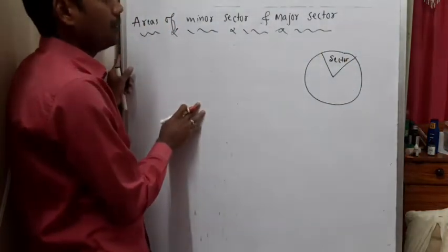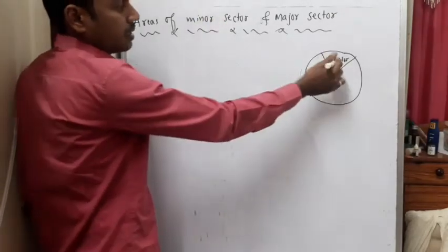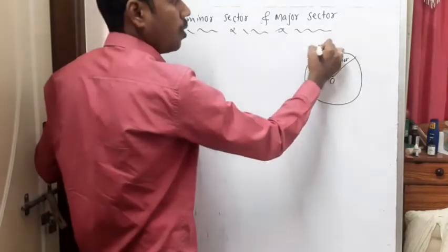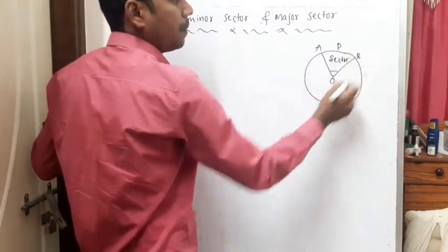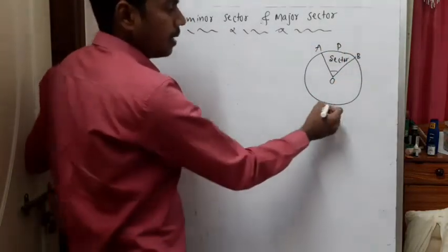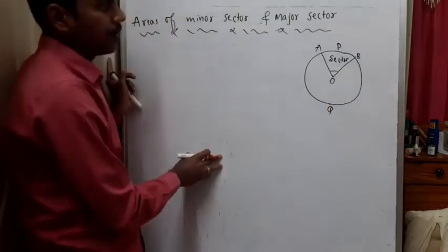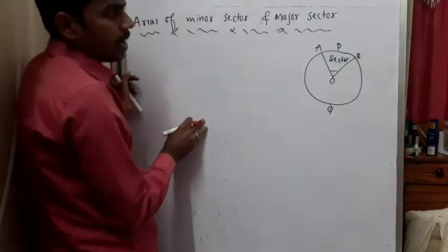Again, there are two sectors. This is the minor sector. The other one is the major sector. I'll call it OAPB. OAPB is the minor sector and OAQB is the major sector. Now, see how to find the area of a major sector.